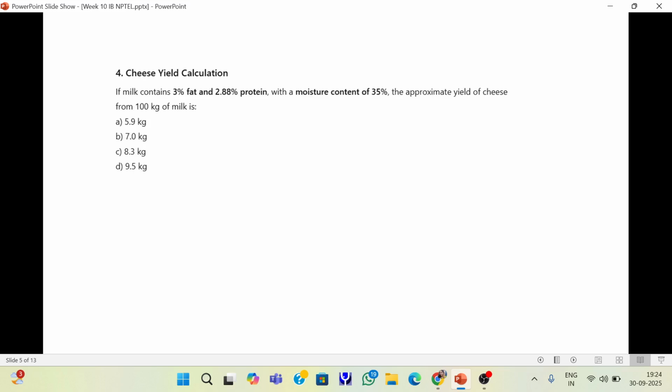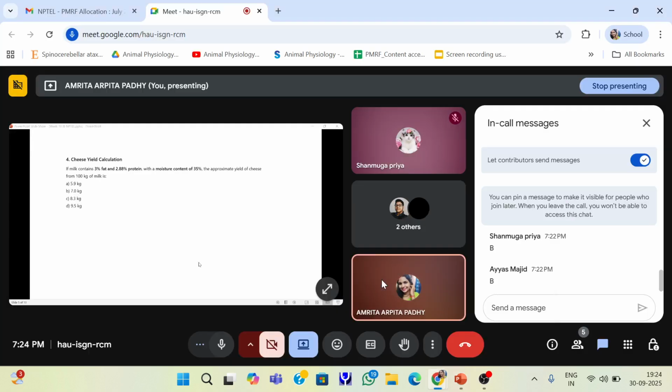Let's see, if milk contains 3% fat and 0.88% protein with a moisture content of 35%, the approximate yield of cheese from 100 kg of milk is: A. 5.9 kg, B. 7 kg, C. 8.3 kg, or D. 9.5 kg. Take a little time for this question. Solve it.